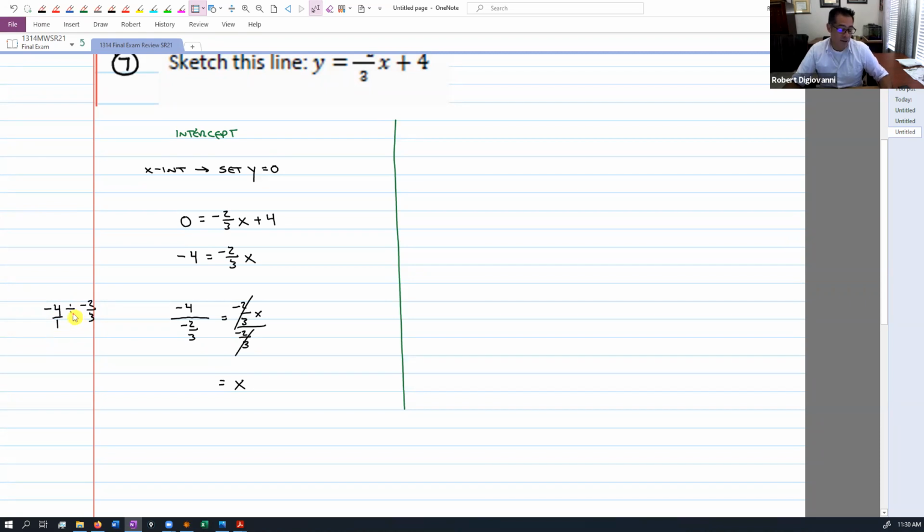And remember that division can be converted to multiplication by doing keep dot flip. See if that rings a bell. Keep dot flip. And now multiplication goes straight across. So you just multiply straight across. So you should get -12 over -2, which is +6. So your answer here should be 6.